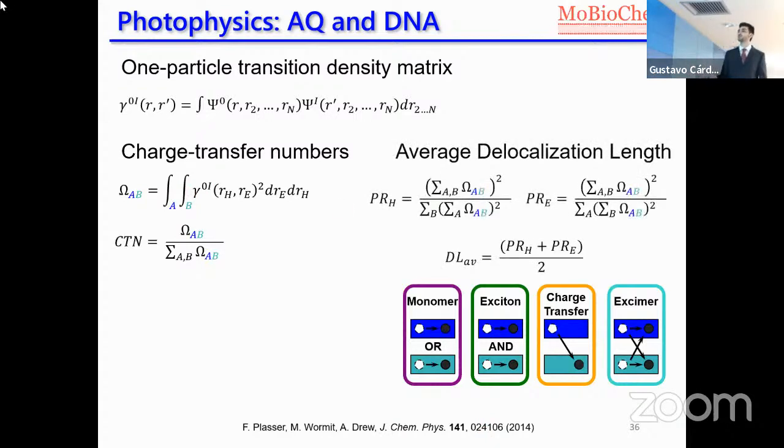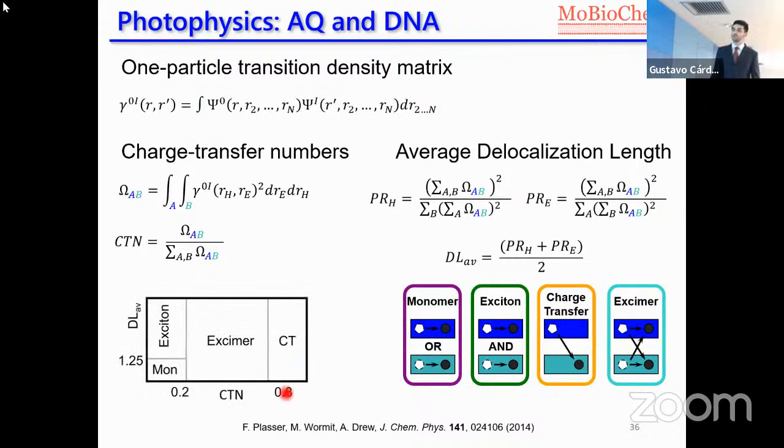So this is the charge transfer number. Now, a second descriptor is the so-called average delocalization length. It is defined as the mean value of these two quantities here, which are called the participation ratio of the hole and of the electron. It basically tells us quantitatively how much each one of the monomers participates in an excitation. So it tells us whether the excitations are localized on the monomers or delocalized. Of course, these are numbers, and one should define the excitation type depending on a range of these two parameters. For example, we have a charge transfer excitation whenever the charge transfer number is greater than 0.8, as we can see here.